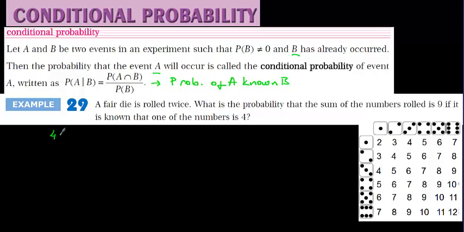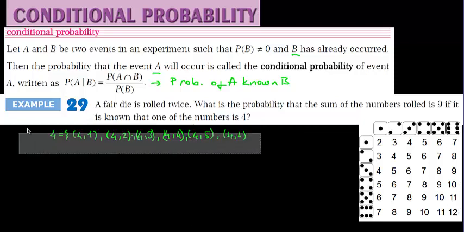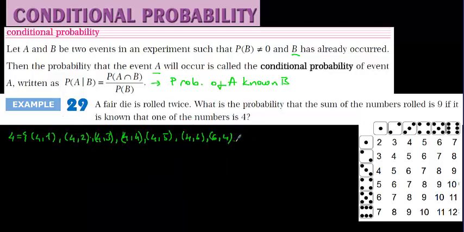Okay, let me write the numbers that contain the 4. The die will show 4 1, or 4 2, and so on. So there are 11 elements in this set. Okay, what is the probability of 9? It is known that the sum is 9, and we know the numbers. Which numbers are giving us 9?